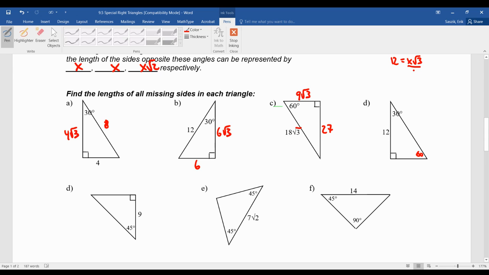Now we want to solve for x, so that means divide by √3, right? But we can't leave a radical in the denominator, so we multiply by that. 12 would be 12√3 over 3, and 12 over 3 reduces to that. So there is our x, which would be down here. And then, of course, the hypotenuse, we have to double that.